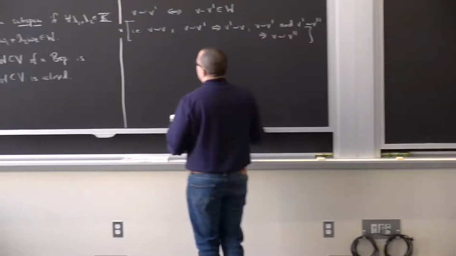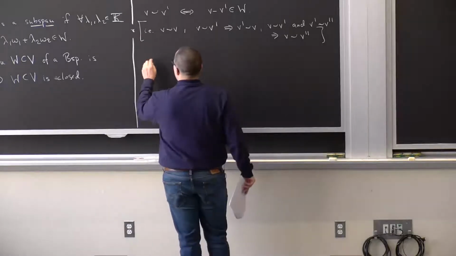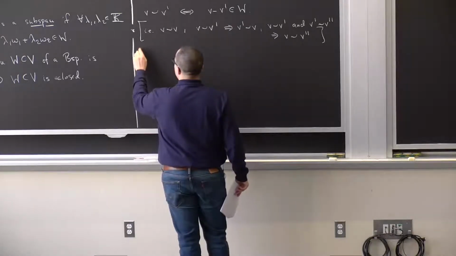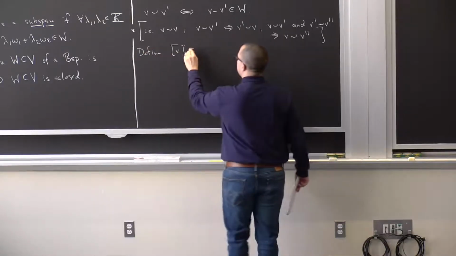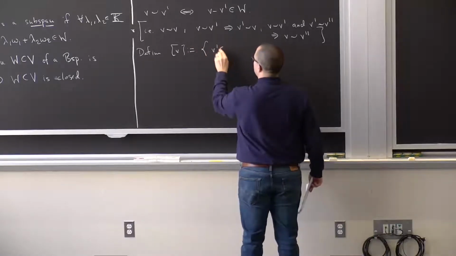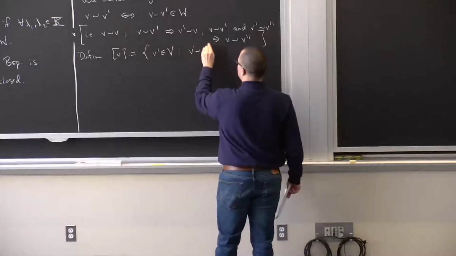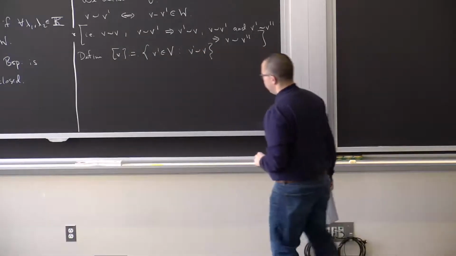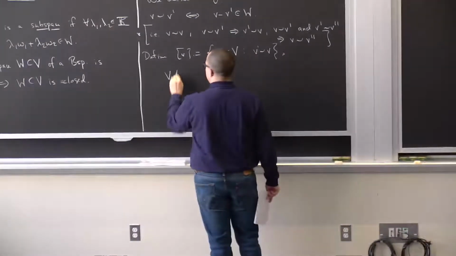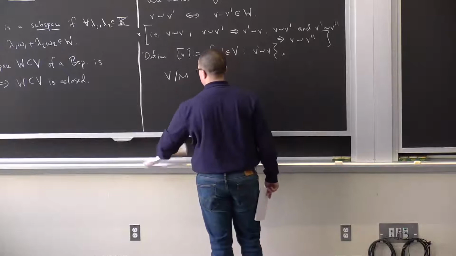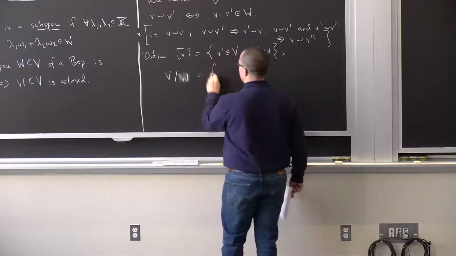And so then we define the equivalence class of V. This is the set of all V prime in V such that V prime is related to V. And then we define a new set, V mod W, to be the set of all equivalence classes.